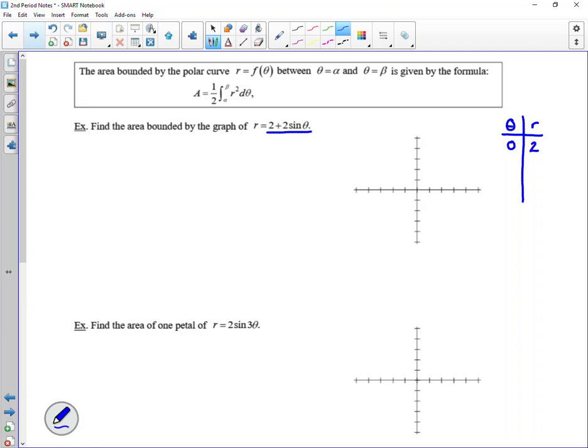Okay, so 0, 2. So at 0 degrees or 0 radians, we go out 2. Be careful, because you're going to try to graph like over 0 up 2, because you'll go back and forth from rectangular to polar, but just stay in polar. At pi over 2, my r is 4.